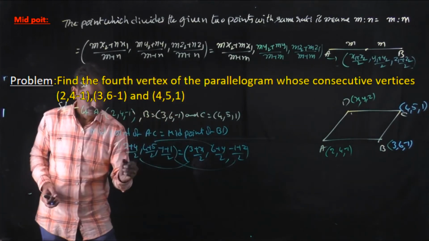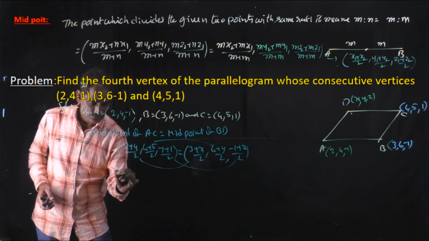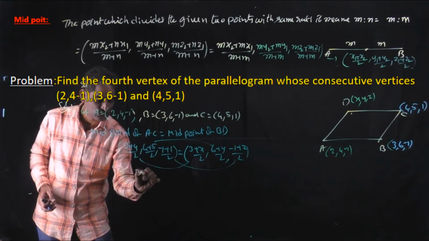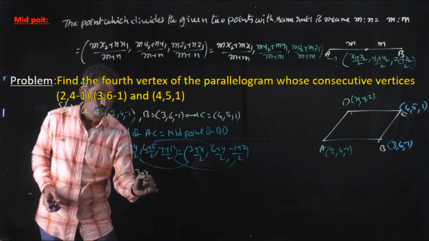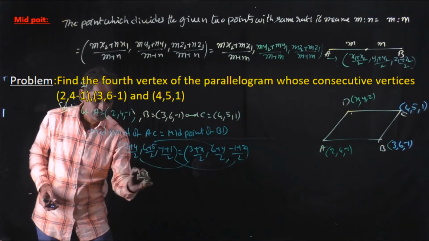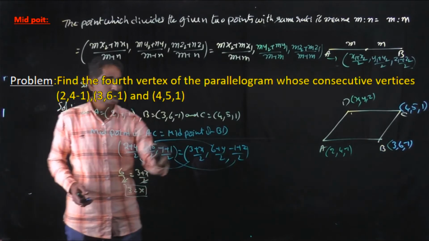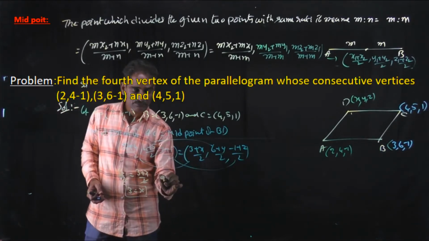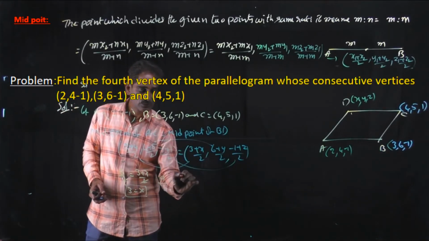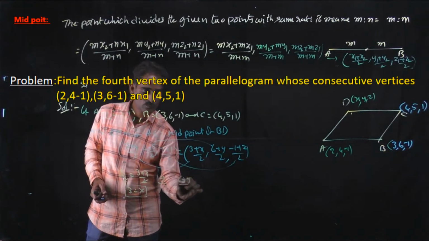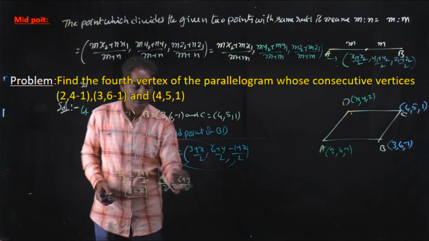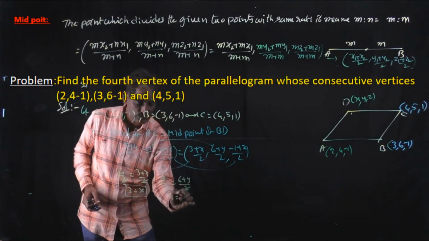Therefore, 6 by 2 is equal to 3 plus x by 2. 2 get cancelled. 6 minus 3, 3 is equal to x. Next equate the y coordinates. 9 by 2 is equal to 6 plus y by 2. 2 get cancelled. y is equal to 9 minus 6, 3. 3 is equal to y.